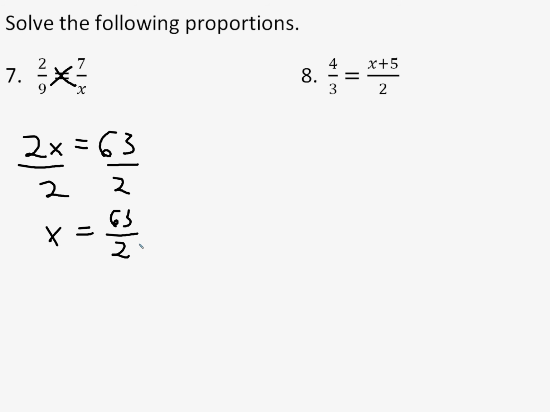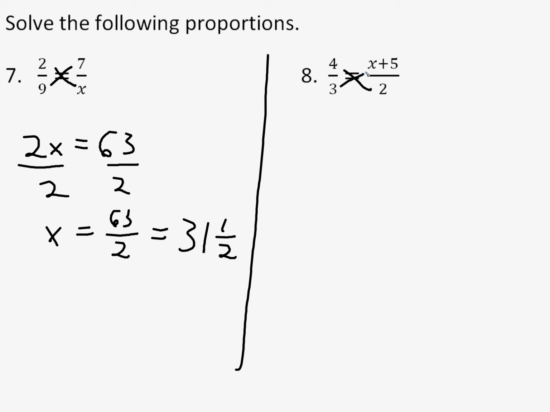It's reduced. We can write it as a mixed number, and that would be 31 and a half, or 31.5. So that's how you solve that one. Nice and simple. The next one has a binomial here in the numerator. We're still going to cross multiply. We just have to be careful when we multiply here.